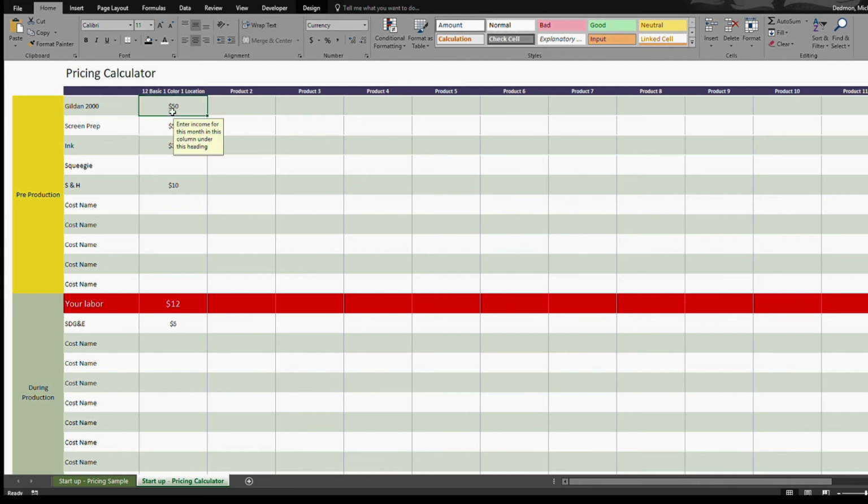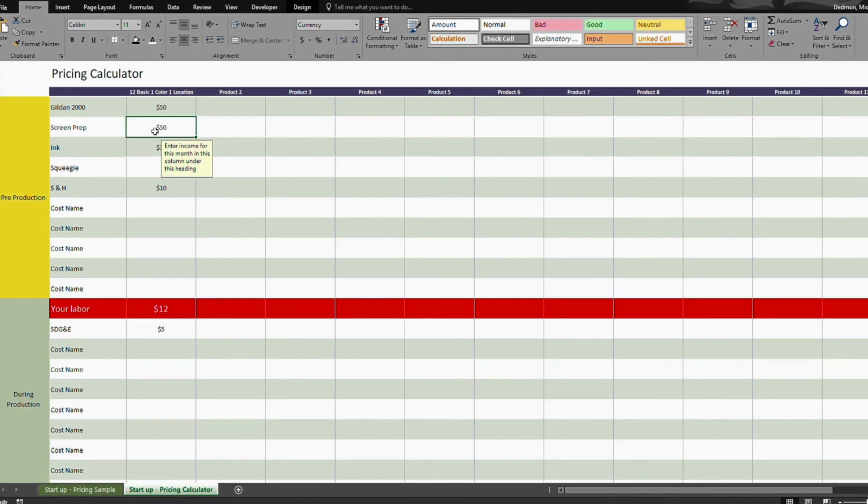So this might go down to $30 per job. That's going to change. You might be purchasing more of the screens. You might purchase 6 instead of just 1 a month. You're purchasing 6 a month and you get a better deal. So all of that information is leverage.